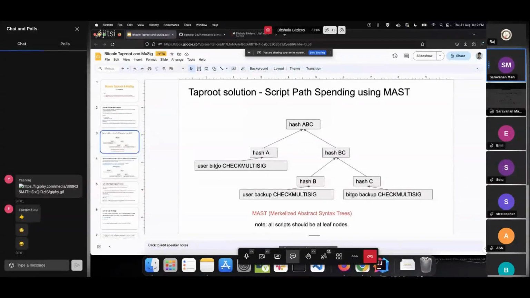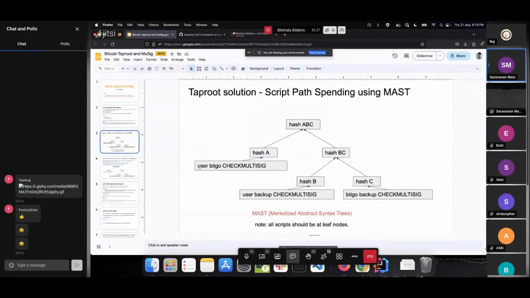So if I want to present script signatures for user and BitGo, I just have to present this hash BC. Just 32 bytes. That's it. Because these 32 bytes represent this script, and this script as an OR condition here, and that's what these 32 bytes are representing here.